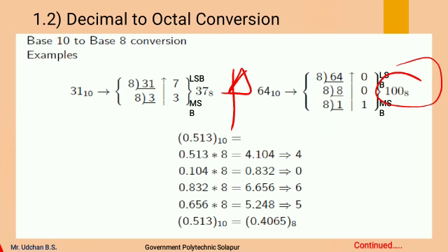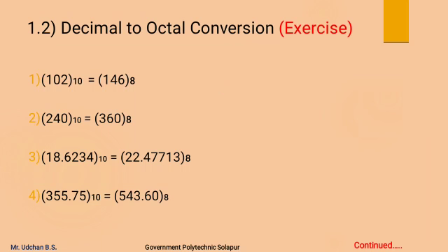Third example is 0.513, which is a fractional number. To get the required octal number, we will multiply it by 8, which will give the octal number 4065. Again, these are examples of decimal to octal conversion, which we are going to discuss in our online session.